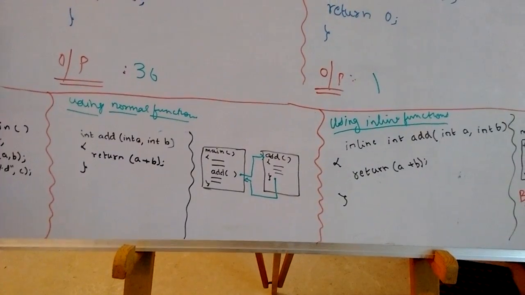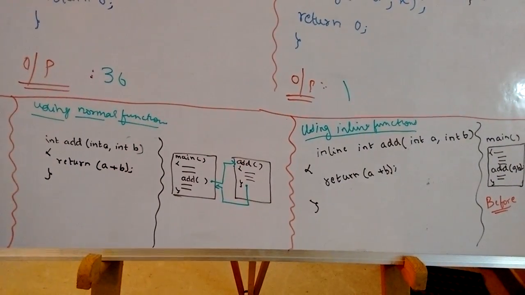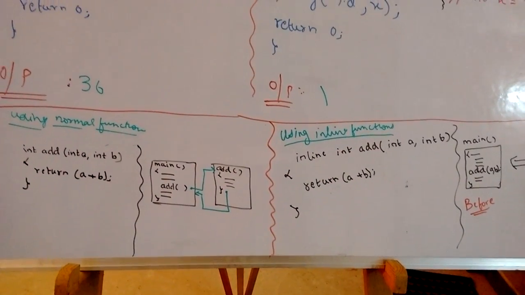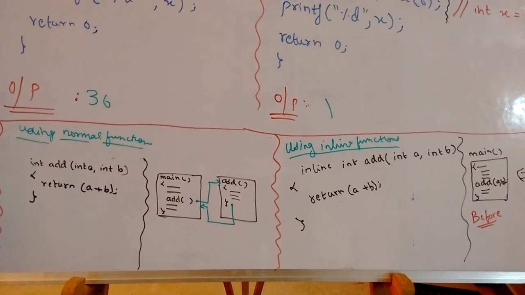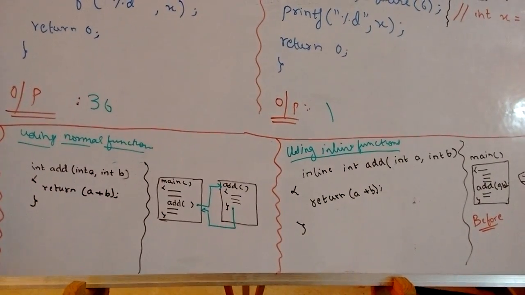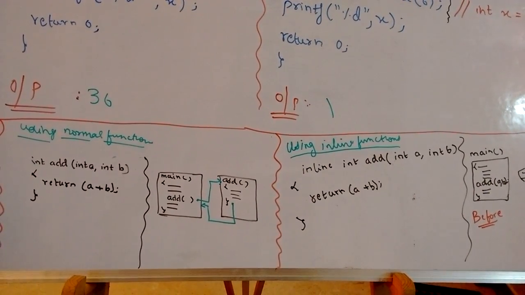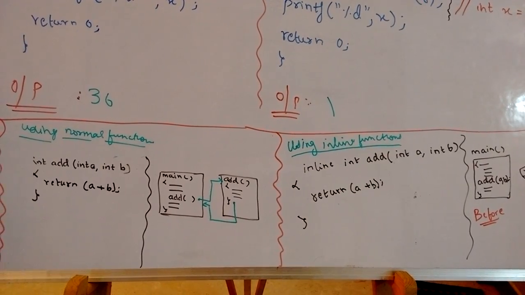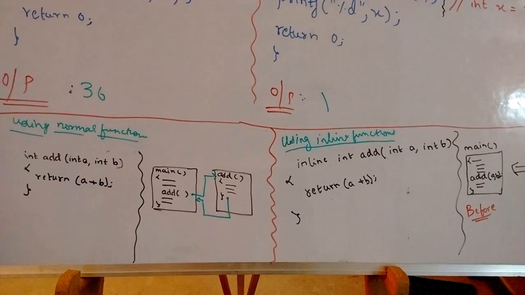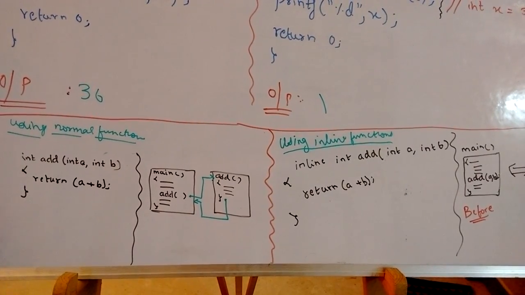As you can see in the right corner, an inline function is got by using the keyword inline. Inline int add of int a comma int b, in which I have written one statement, return a plus b. This is my inline int add function.